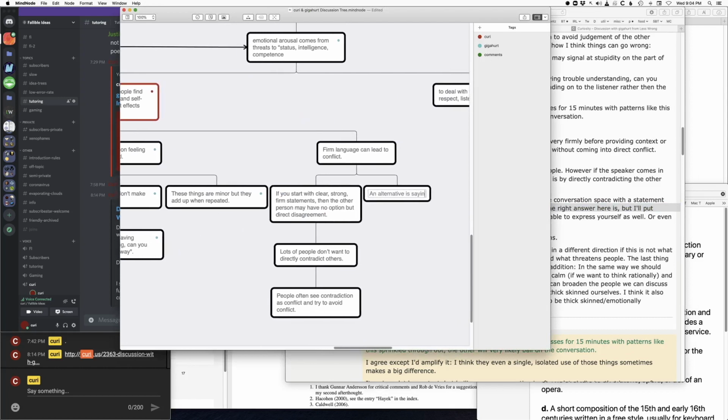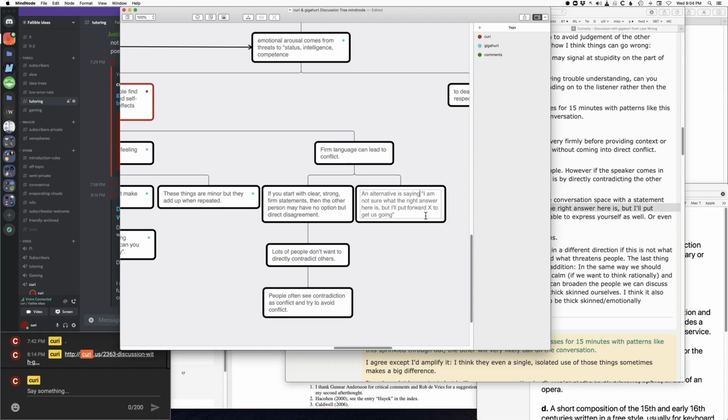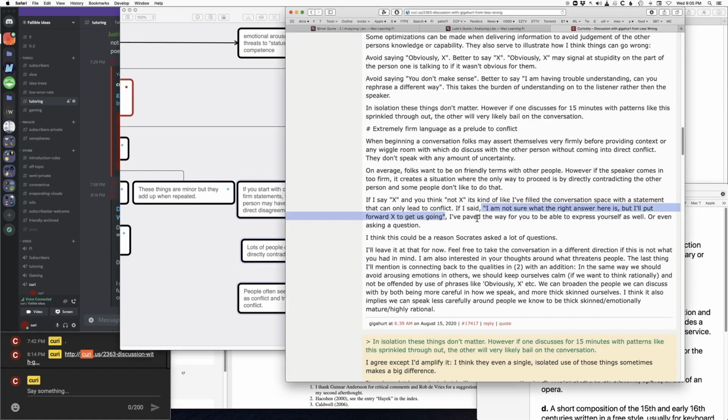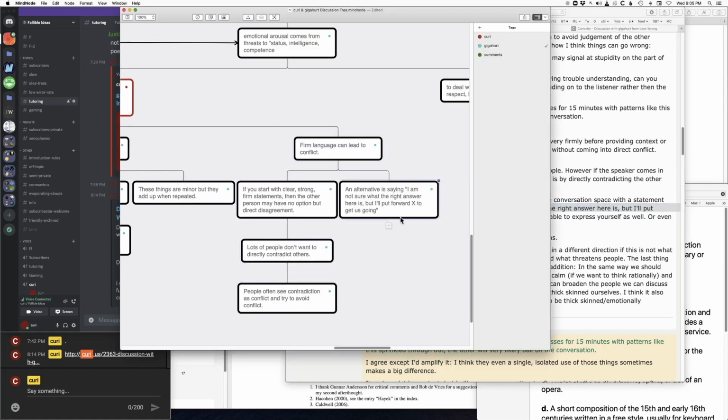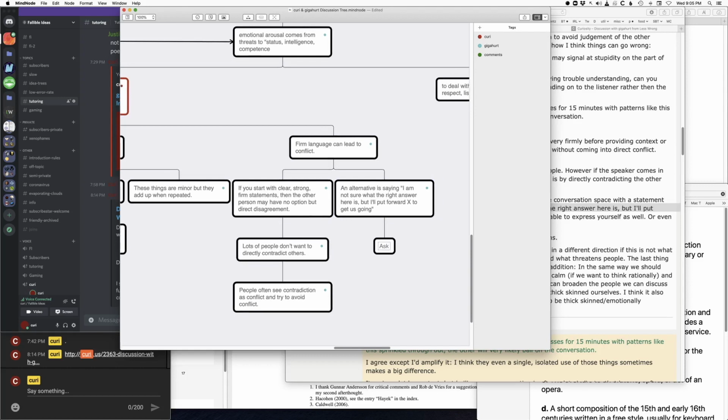An alternative is saying, okay, there. So that thing is an alternative. Asking a question is another alternative. Asking questions you can do even when you do have a firm opinion, so you can not be dishonest. It's easier to think about how to do this. Or you can say, I think this is an important question, want to discuss what the answer to it is. And you can say that even if you already think you know what the answer is.